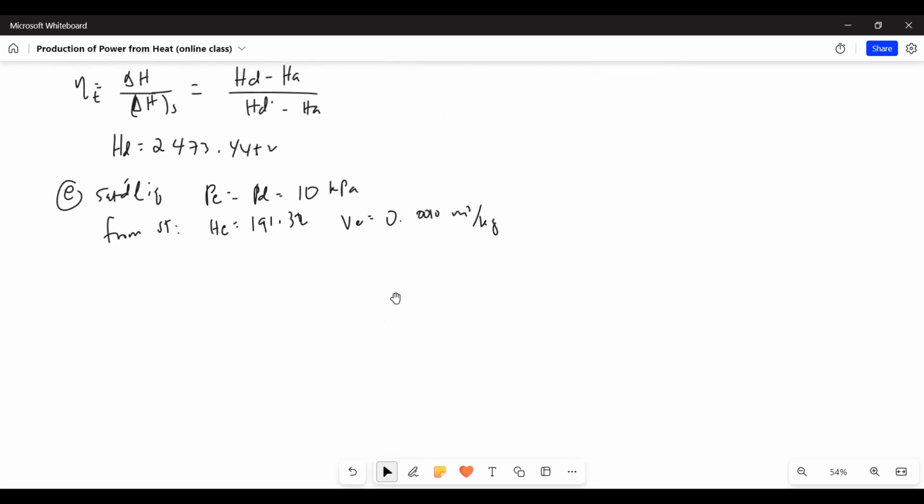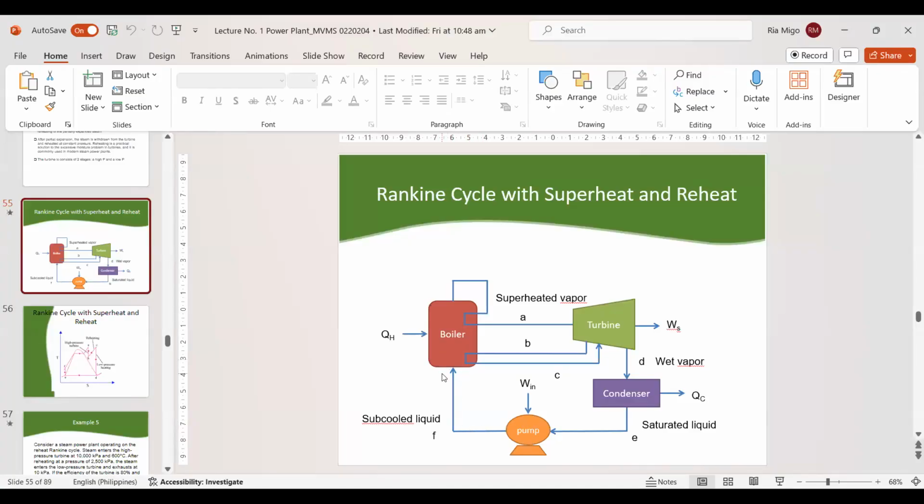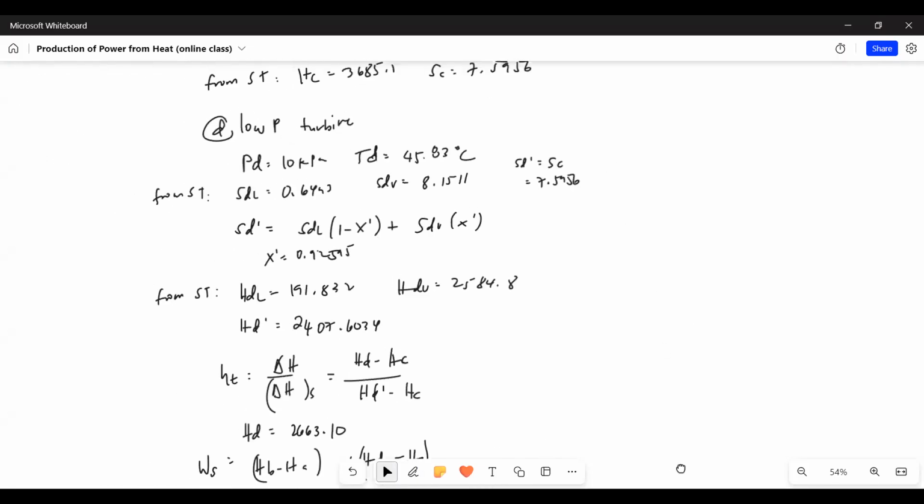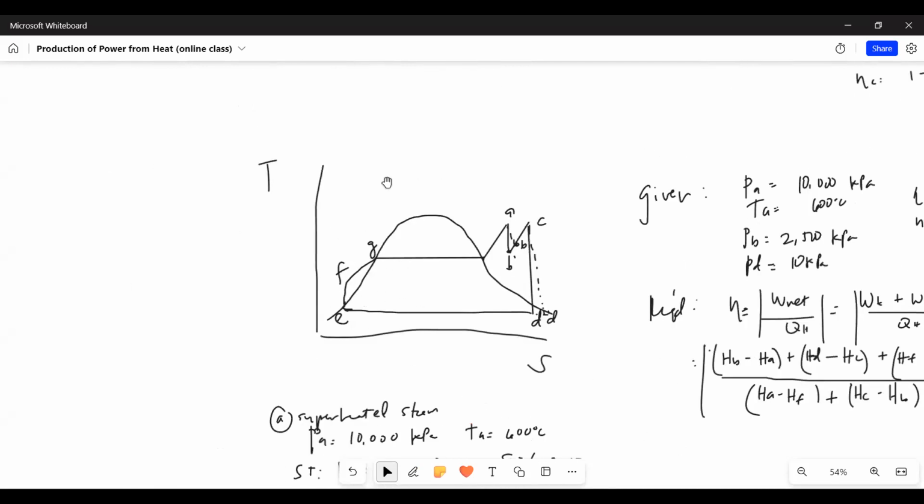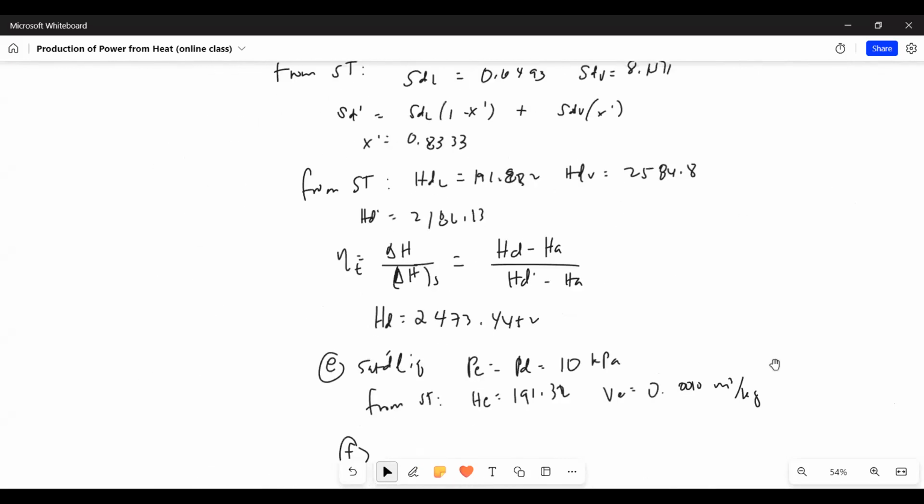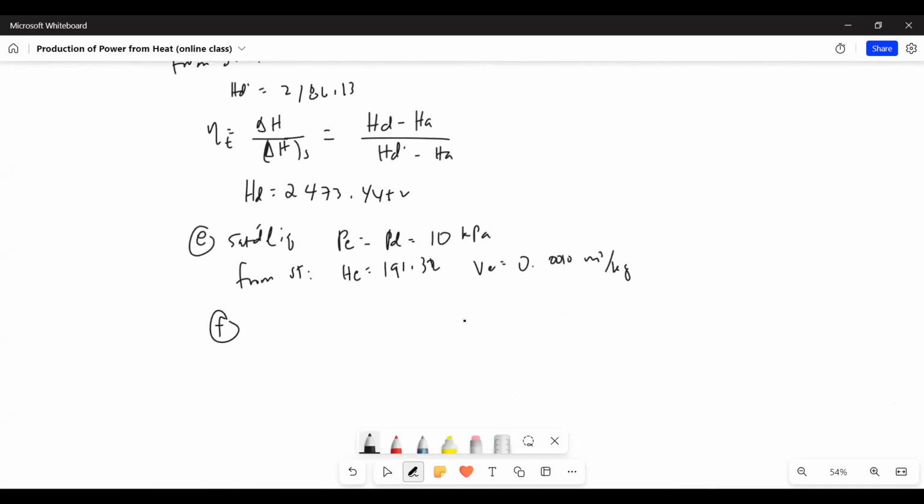Next, point F. Let's view point F. What is point F? Okay. Again, from the diagram, point F. So it's the outlet of the pump. Okay. And in our TS diagram, ano siya? Anong state niya sa TS diagram? It's a subcooled. Okay, subcooled liquid. So exiting the pump, subcooled liquid.